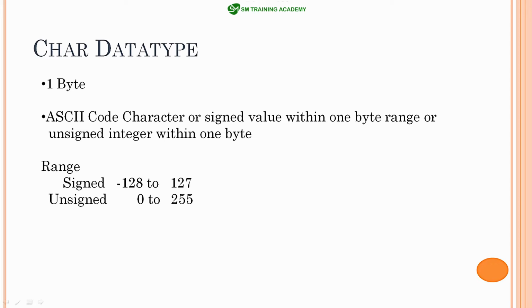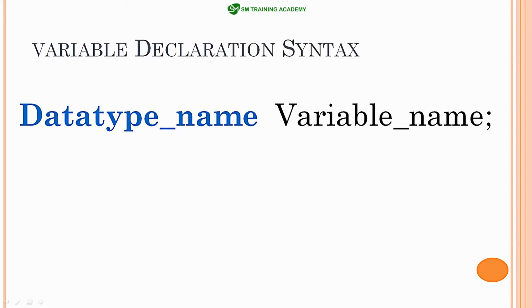For now, the char can hold a maximum of 0 to 255 in unsigned version, and in signed version it can store numbers between -128 to 127. So this is the range of char data type. Now let us discuss how a variable is declared and defined in C language.